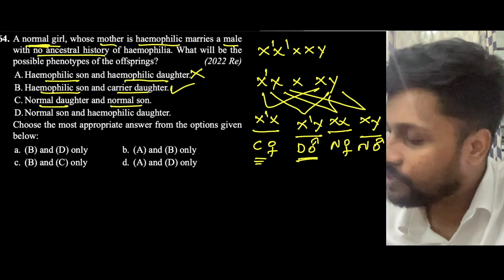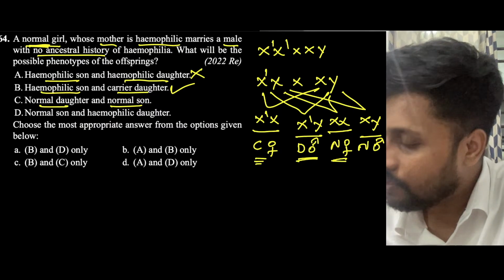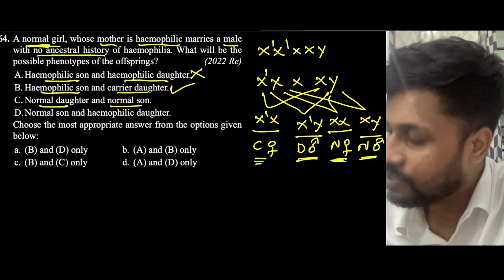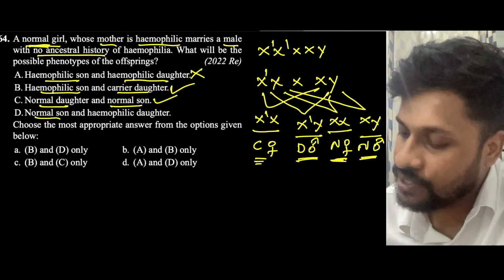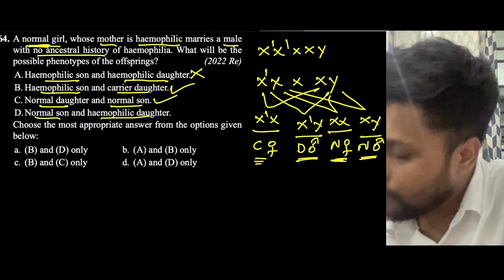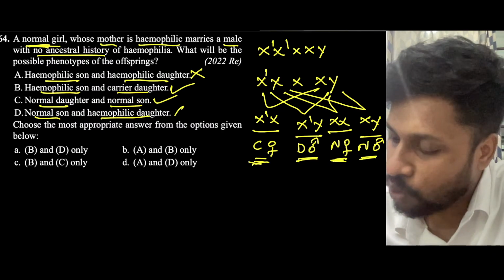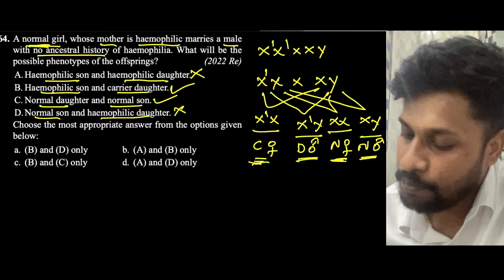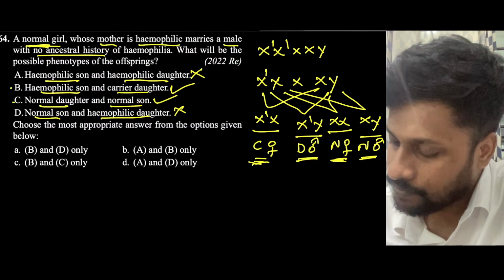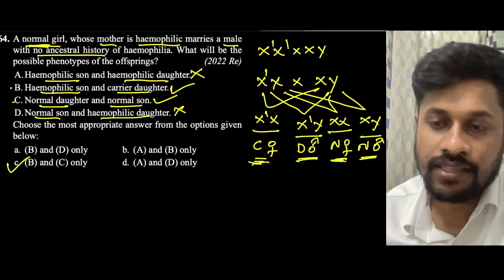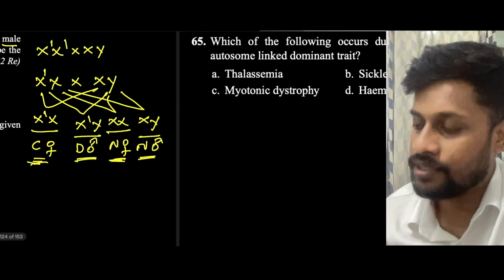Normal daughter, normal son. Yes, normal son, normal daughter, normal son. True. Normal son, hemophilic daughter. A hemophilic daughter is not present. Only a carrier daughter is there. Hence, it is wrong. So, what will be the answer? B and C. Option C. Very good, guys. All are answering. Option C is the answer.